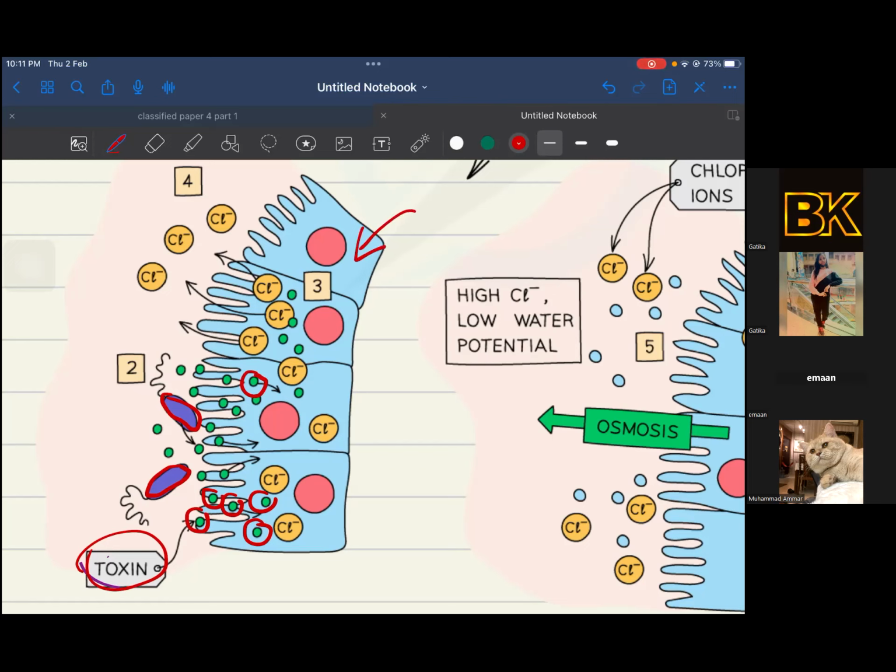Okay. Now, what this toxin does is it stimulates these cells, the blue cells. It will stimulate these cells to release chloride ion from the inside into the lumen. Now, inside these cells, we have chloride ions. They were there before also, before the toxin came. But when the toxin came, it told the cell to release these chloride ions out. It will stimulate them to move out of the cell into the lumen. This pink color you see is the lumen of the small intestine. So this toxin stimulates the cell to release the chloride ions out of the cell into the lumen.